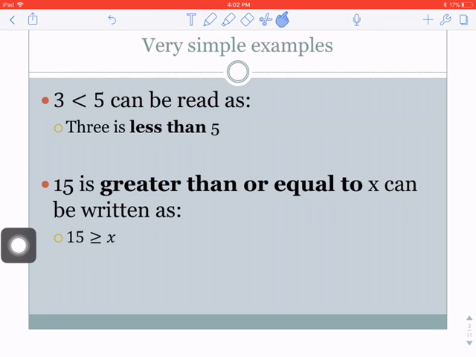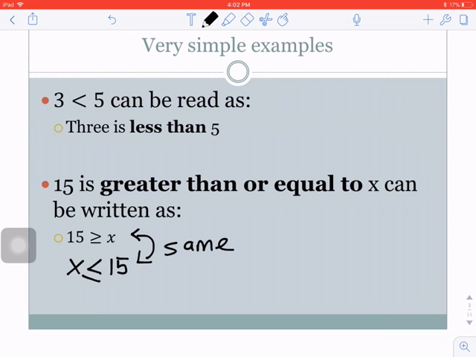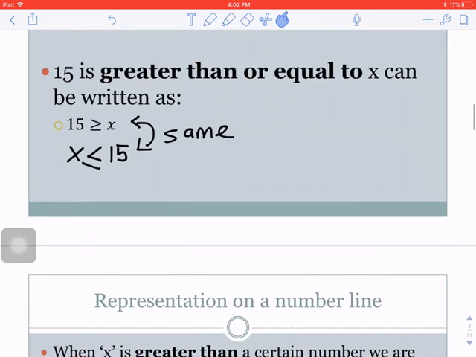And how you write that is 15, greater than or equal to symbol, and an x. This is also the same as x is less than or equal to 15. Think about it. If 15 is greater than x, then x must be less than 15, so it's less than or equal to 15. These two are the same. They mean the same. Okay? All right, let's move on.